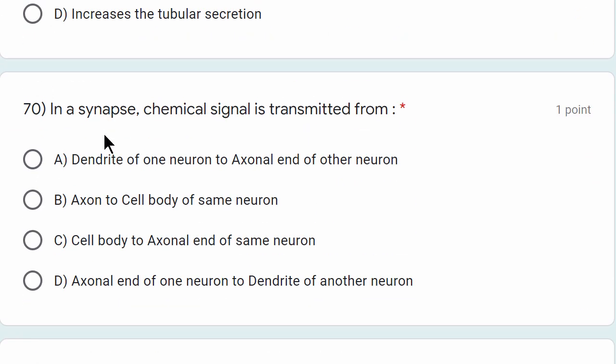Alright, so this is part of the syllabus and you can expect it in the final exam. In synapses, chemical signal is transmitted from where to where? The correct answer is it is transmitted from the axonal end of one neuron to the dendrite of another neuron.